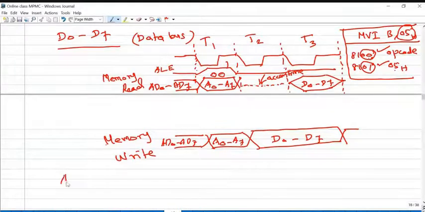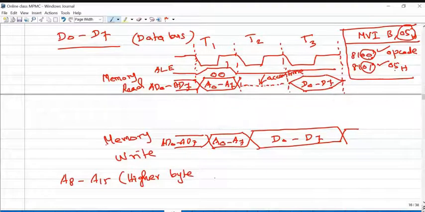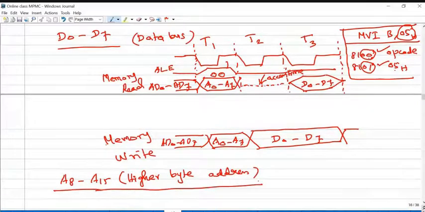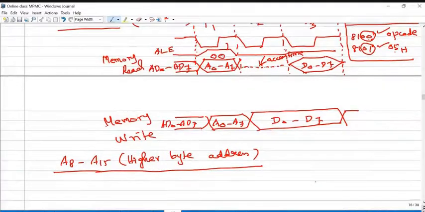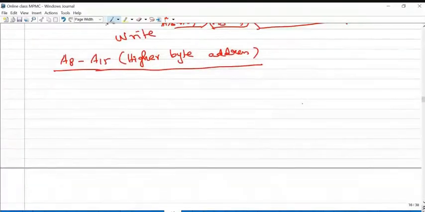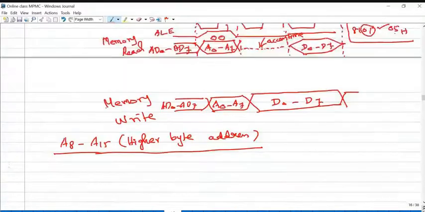Then at last A8 to A15. This is a dedicated address bus, which is used for carrying the higher byte address, A8 to A15. There are no multiplexed pins. It is dedicated to point out the higher order address location of the memory.